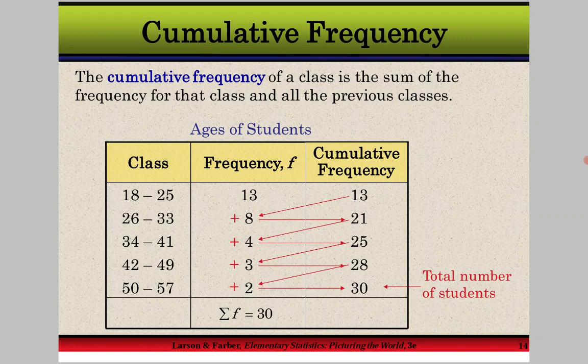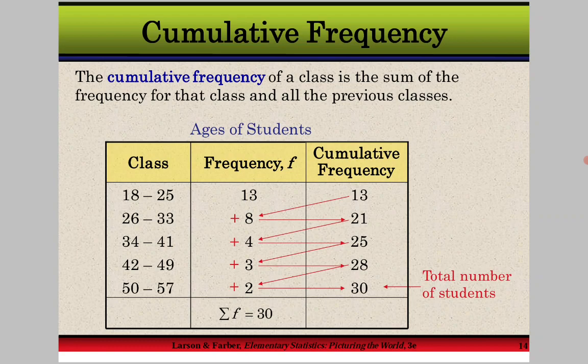Similarly, cumulative frequency. What is cumulative frequency? The cumulative frequency of a class is the sum of the frequency for that class and all the previous classes. In this example, for class 18 to 25, the frequency is f. Cumulative frequency means we sum up all the frequencies starting from the beginning up to the previous level of frequency. The frequencies are 13, 8, 4, 3, 2. So the cumulative frequencies start with 13.